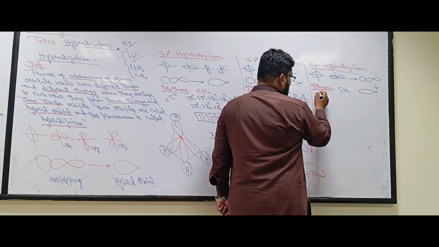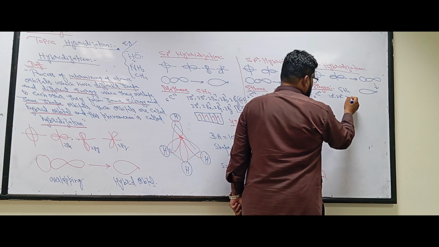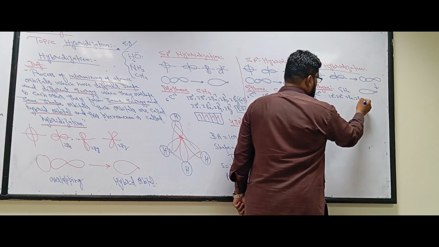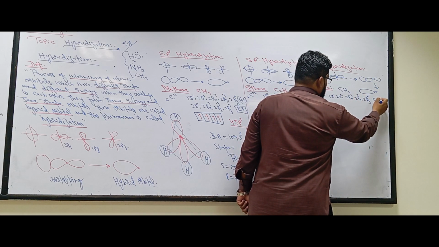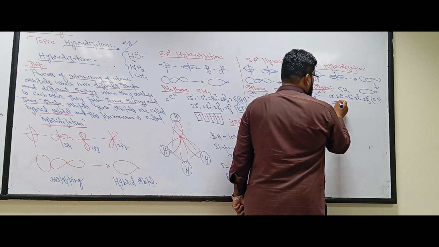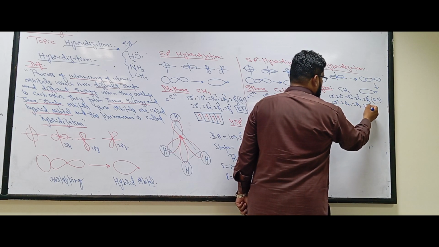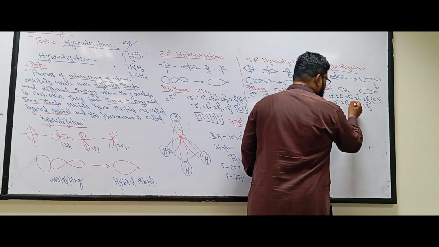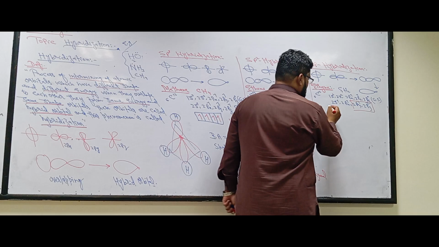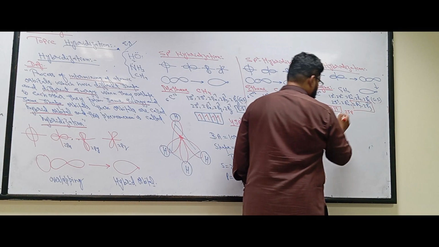Electronic configuration of carbon, atomic number 6: 1s2, 2s2, 2px, 2py, and 2pz. This is called the ground state. In the excited state: 2s1, 2px, 2py, and 2pz. Now these are unhybridized orbitals. One s and one p form two sp hybridized orbitals.